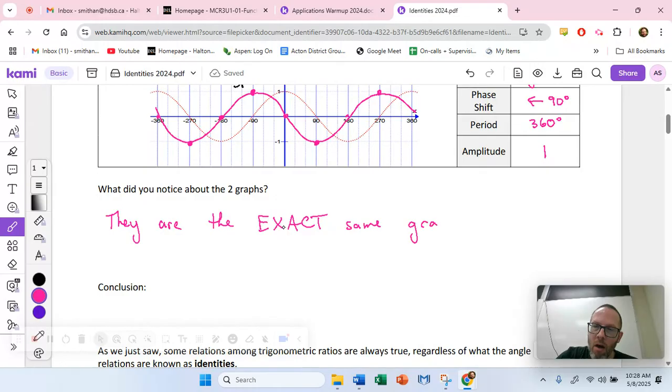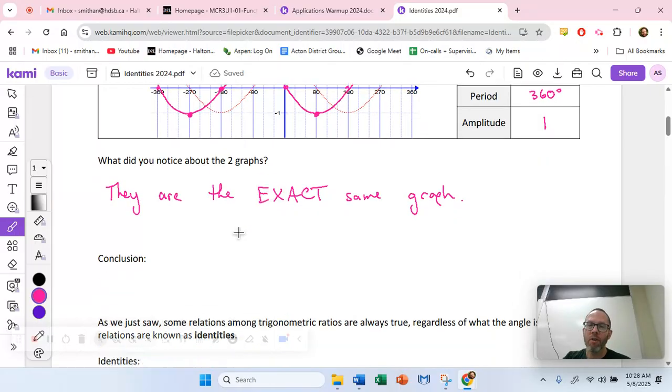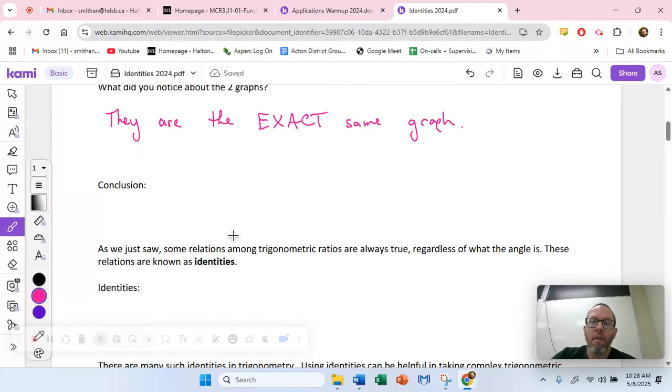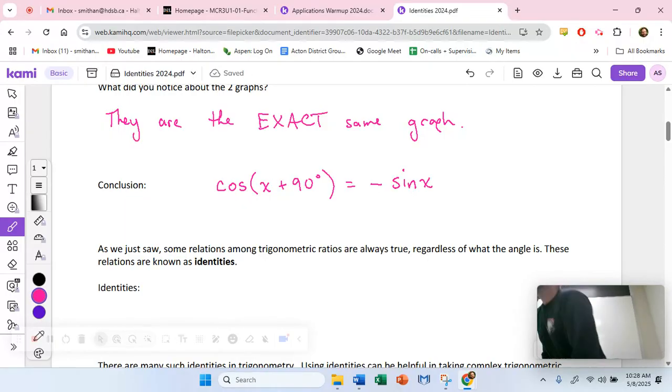same graph. Now, what's interesting is you guys here have actually proven your first trigonometric identity. I haven't told you guys what an identity is yet, but you've actually proved one here kind of graphically. You guys have shown, it turns out, that the cosine of x plus 90 degrees is equal to the negative of sine x. This is true all the time. For all values of x, it doesn't matter.